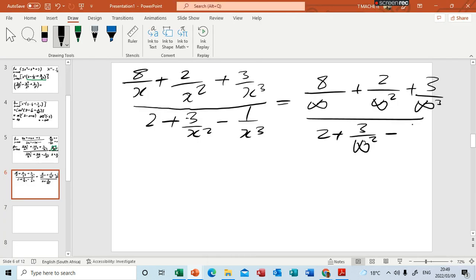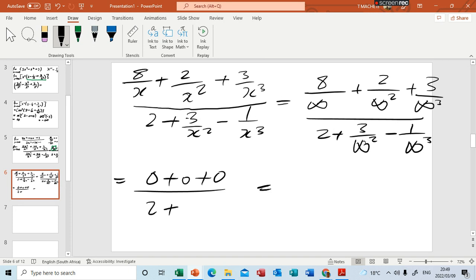Okay, minus 1 over infinity cubed. So everything is gonna be 0 on top. You see why it was 0? Yes. So now you see it. There's no need for me to continue. Everything is 0 plus 0 minus 0. And then at the end, you're gonna have 0 over.